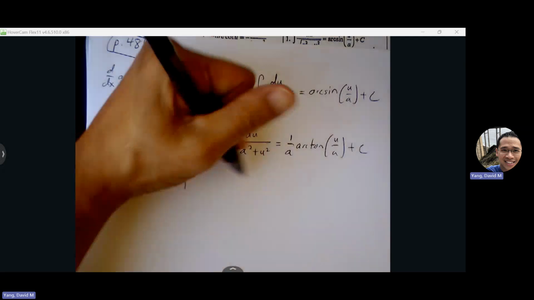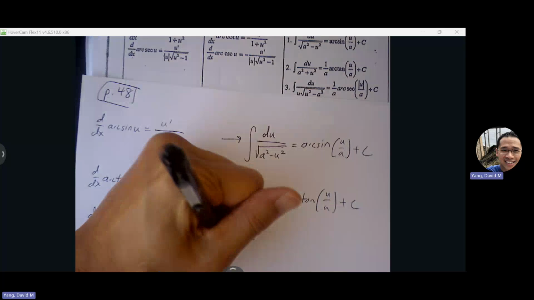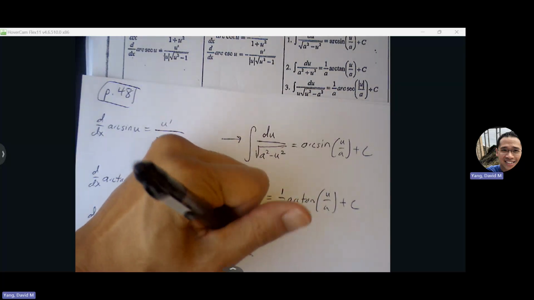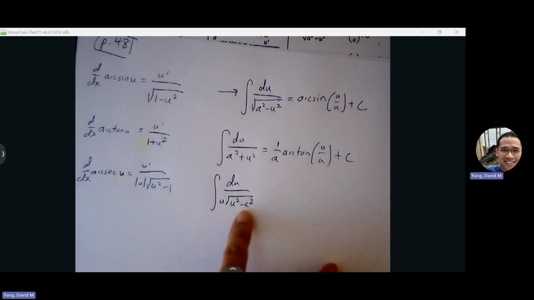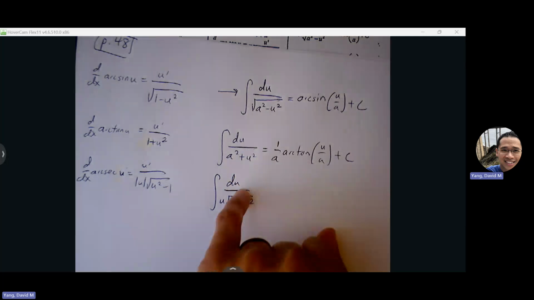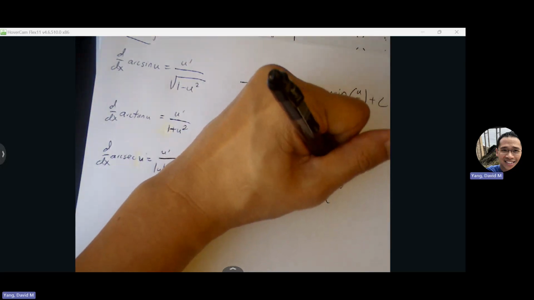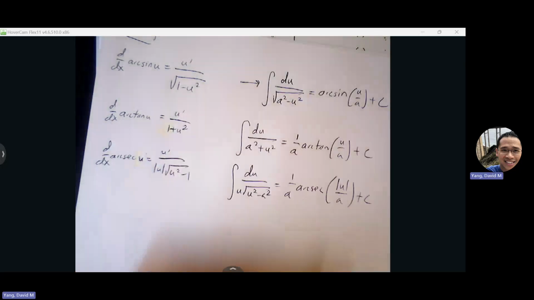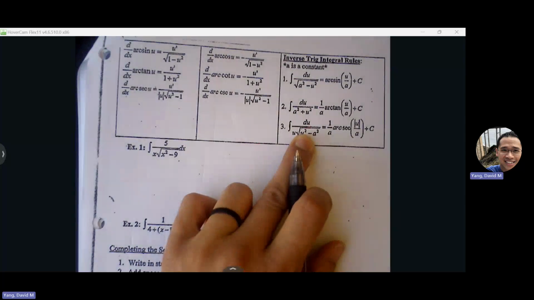Arcsecant is the most complicated one. So if I have du over u square root of u squared minus a squared, notice how arcsine and arcsecant have a different order. The u's are next to each other. Meanwhile, the order is different between arcsine and arcsecant. So it's 1 over a arcsecant. Now the absolute value is going to show up here, absolute value of u over a plus c. I'm just highlighting the rules that we see here in front of us.